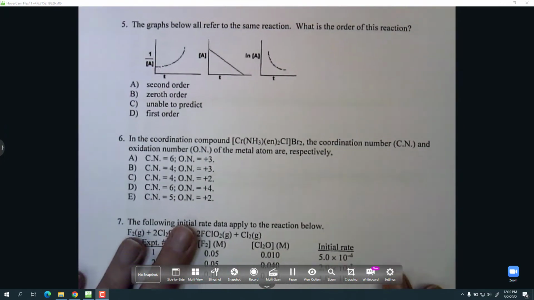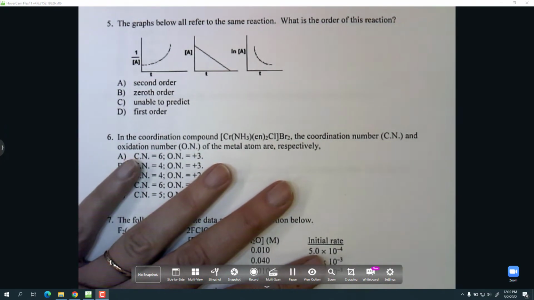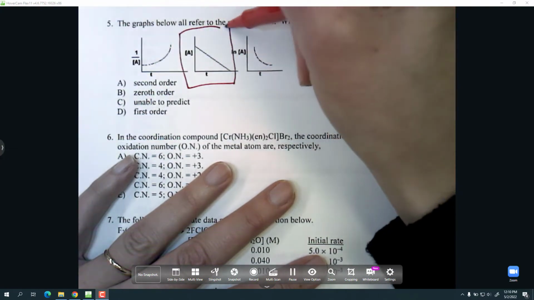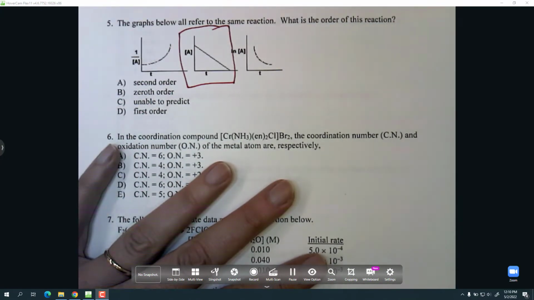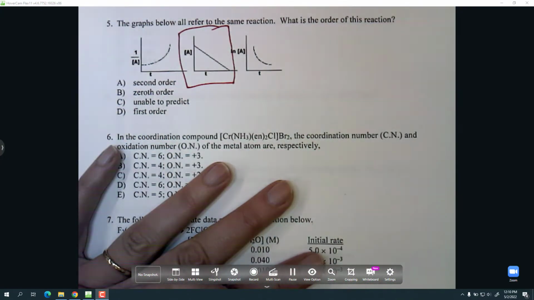All right. The graphs below all refer to the same reaction. What is the order of this reaction? Okay, so all I care about is which one has a straight line, which is this one. And then remember, each of these corresponds to a different type of reaction, a different order of reaction, and the one that's the straight line is the answer.